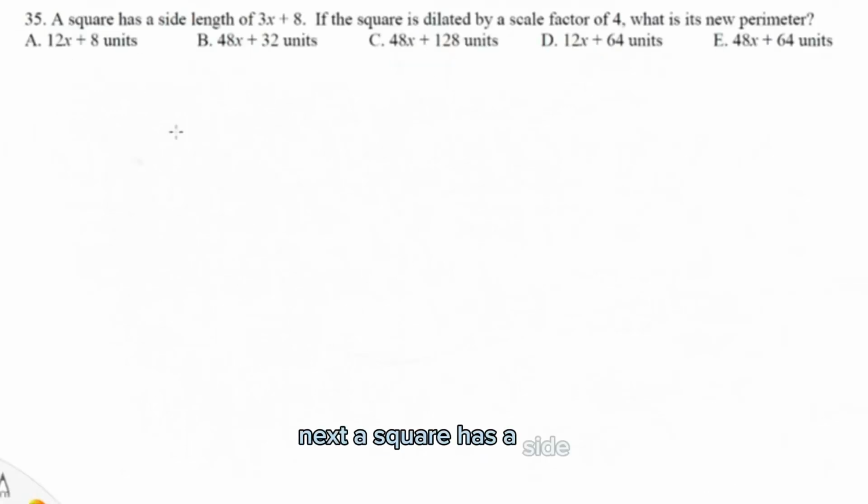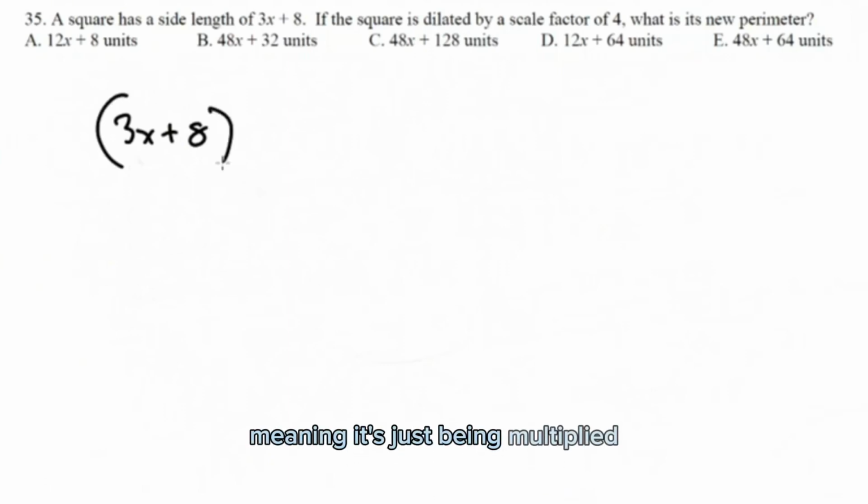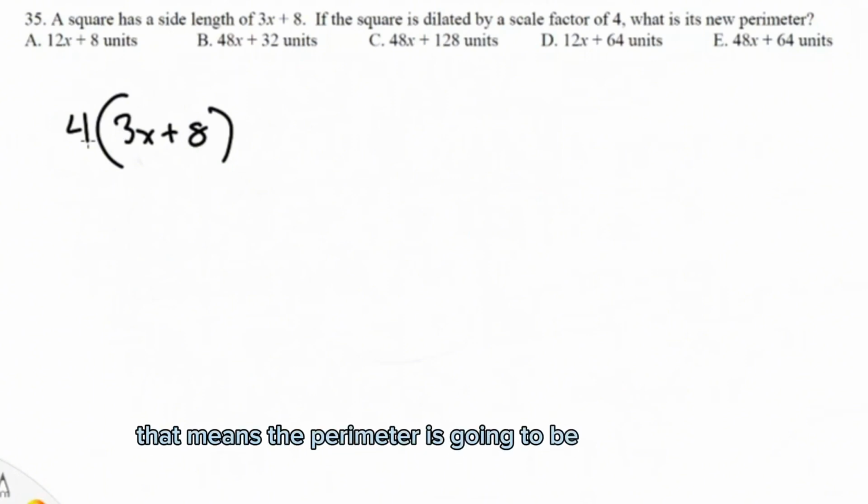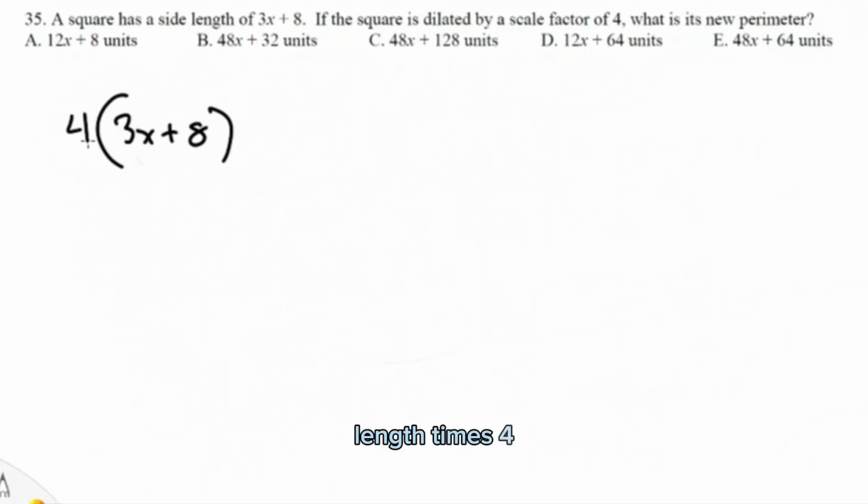Next, a square has a side length of 3x plus 8. If the square is dilated by a scale factor of 4, what is the new perimeter? Okay, so we have the side length of 3x plus 8. It's being dilated by a scale factor of 4, meaning it's just being multiplied by 4. And now, since the square has 4 equal sides, that means the perimeter is just going to be this new side length times 4. So we can again put this multiplied by 4.